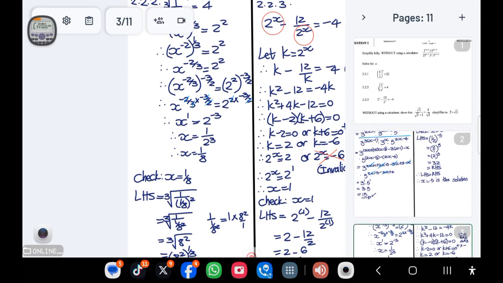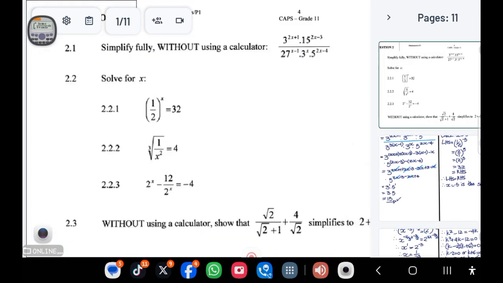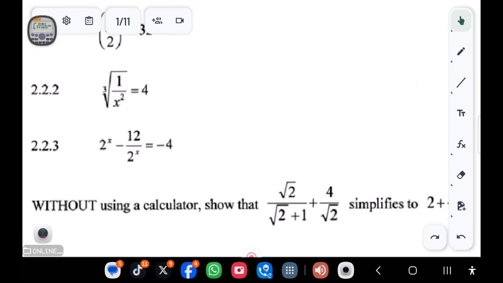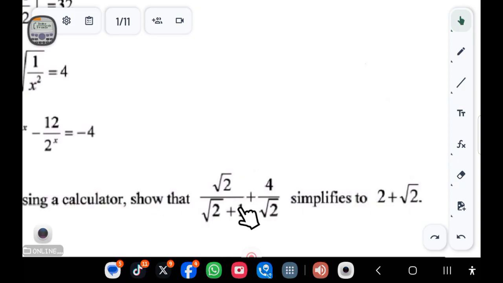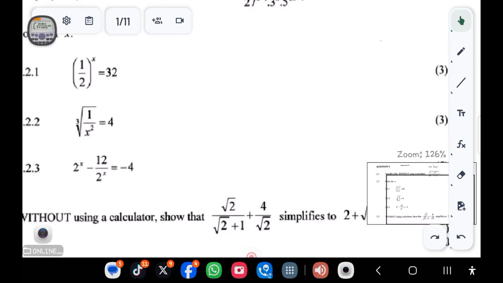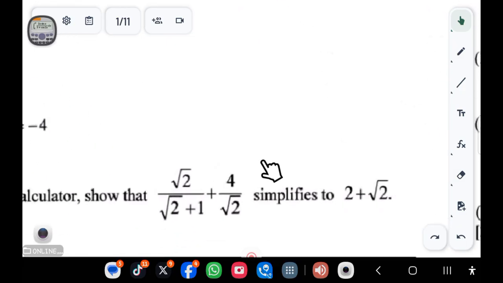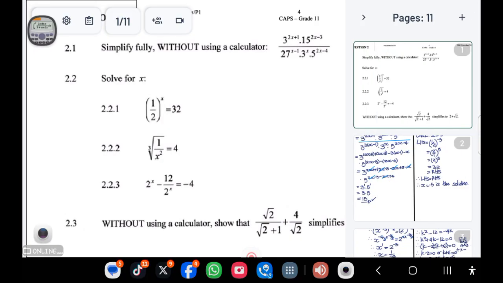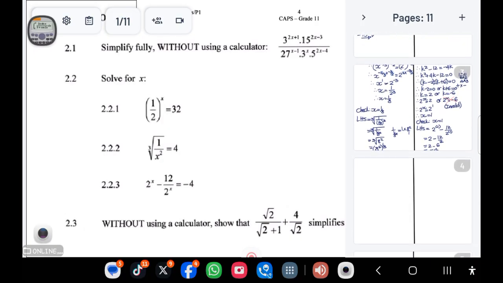Now the last one in this series of questions is 2.3. Without using a calculator, show that the square root of 2 over square root of 2 plus 1, plus 4 over square root of 2, simplifies to 2 plus the square root of 2. Now this is where you use the method of rationalizing a denominator. But before we rationalize a denominator, let's work that one out.